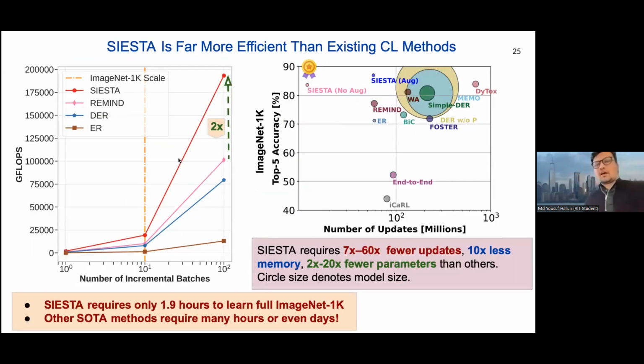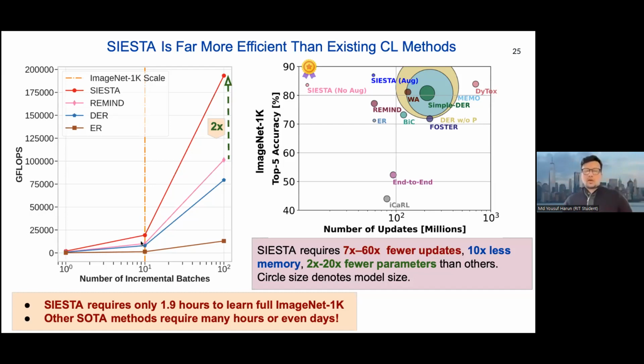So another goal is efficiency. On the left curve, you can see this compares different methods with Siesta in terms of compute. Here we report flops. As we increase the model size and the dataset size, the gap between Siesta and other methods increases. It indicates that Siesta is becoming much more computationally efficient than other methods.